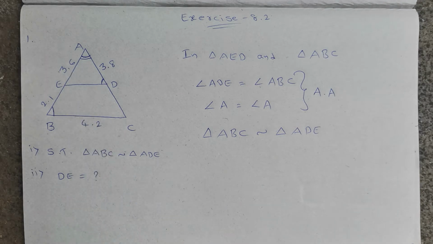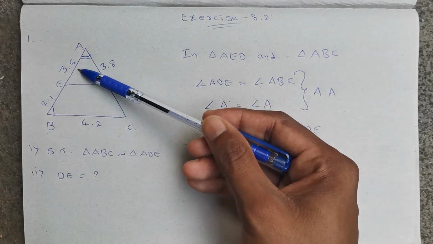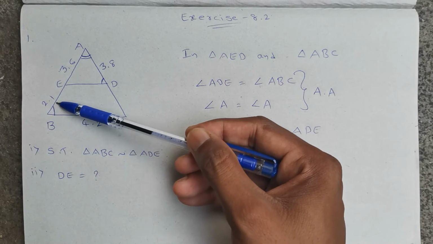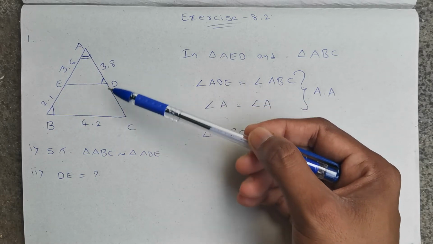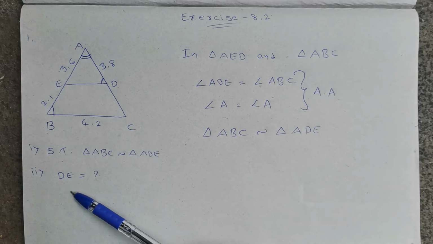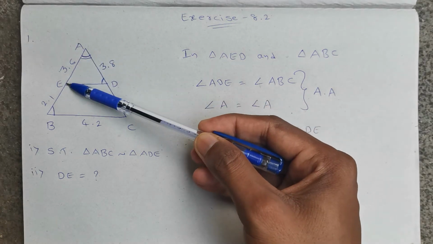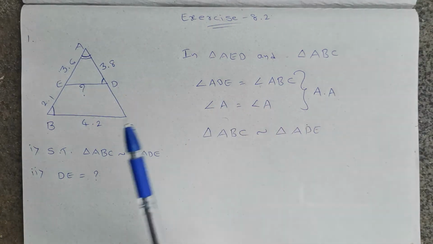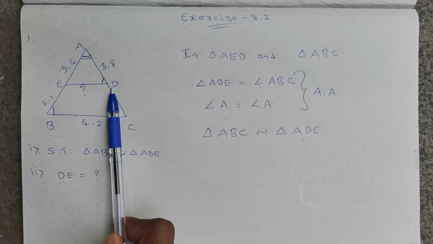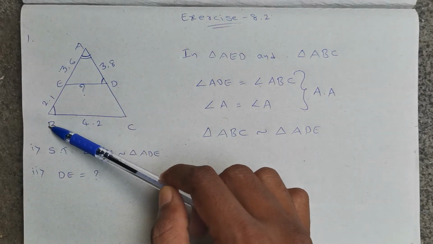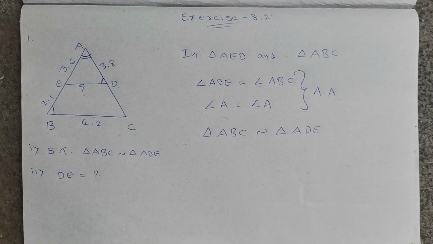So if these two triangles are similar to each other, easily we can apply the BPT theorem. So let us apply BPT. AE is given as 3.6, EB is given as 2.1, AD is given as 3.8 and BC is given as 4.2. He is asking DE. Now AE is the side of the smaller triangle, ED is the side of the smaller triangle, AB is the side of the bigger triangle, BC is the side of the bigger triangle.